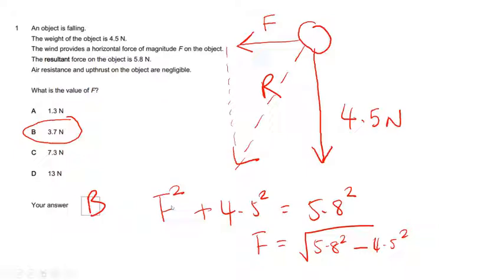So F squared plus 4.5 squared equals 5.8 squared. F is equal to the square root of 5.8 squared minus 4.5 squared, and you get 3.7, which is B. Because in the question it gives you the resultant, and you need to work out one of the forces. So it's a takeaway, not a plus.